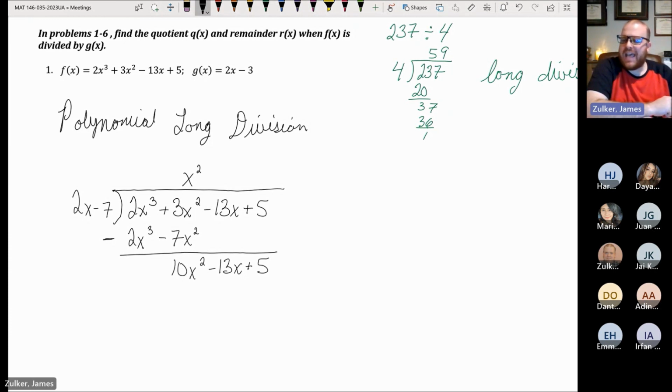Remember, our remainder has to have a degree that is smaller than the degree of the divisor. What is the degree of our divisor? Are you looking at the right term? All right, the divisor has degree 1. What degree are we left with down here? 2 is not smaller than 1, so we continue the process.